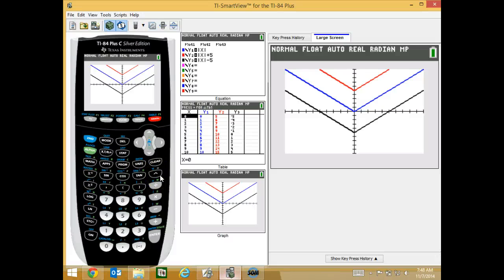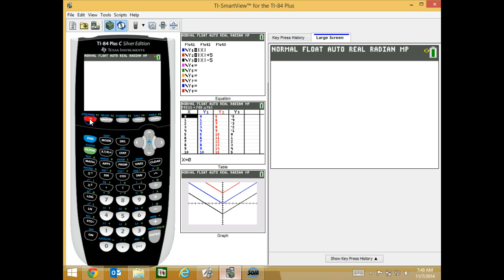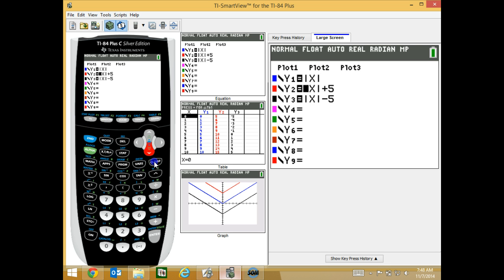In the first video today, we looked at what adding or subtracting a number outside the absolute value did to that function. In this video, we're going to look at what adding or subtracting a number inside the absolute value does to the function. So we're going to go back to y equals, and clear out the last two. But we still have that parent function there to compare.